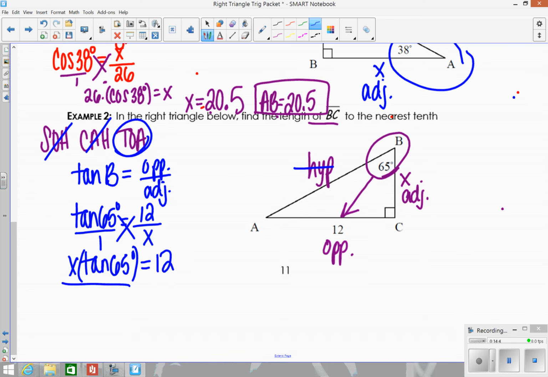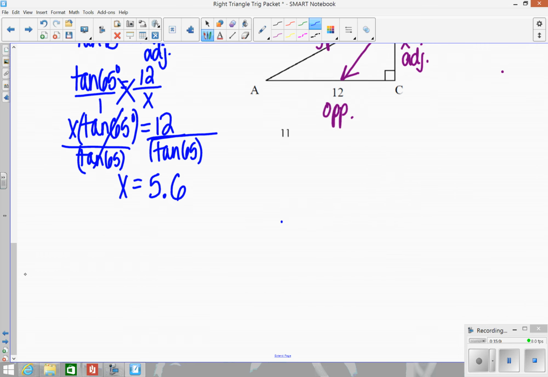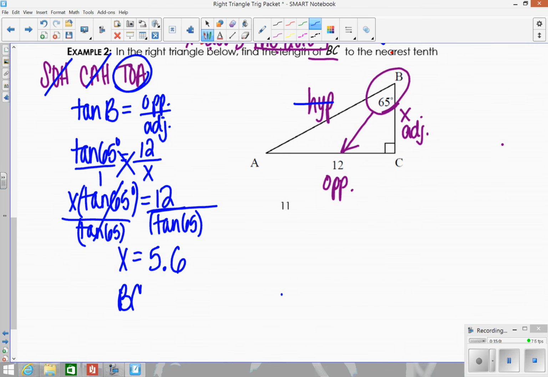So I'm going to get x by itself, which means I need to divide by tan of 65. And when you divide that, make sure you just put it in parentheses so that your calculator knows you're dividing 12 by tan of 65. So those cancel and you get x equals, so then you would just enter this into your calculator, make sure you're still in degree mode, and you end up with 5.6 if we round to the nearest tenth. So that means that side BC is going to be 5.6.